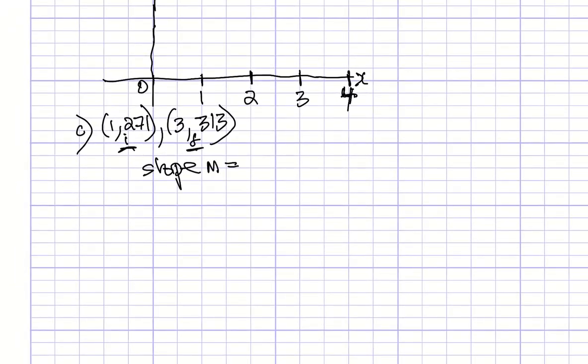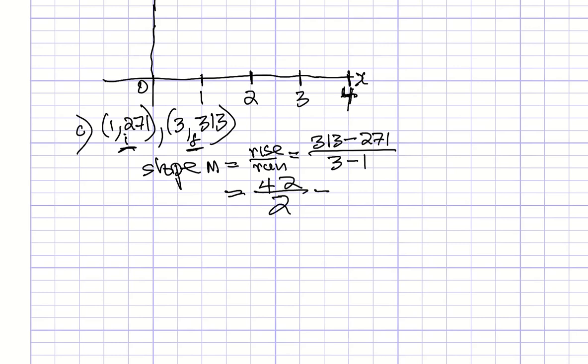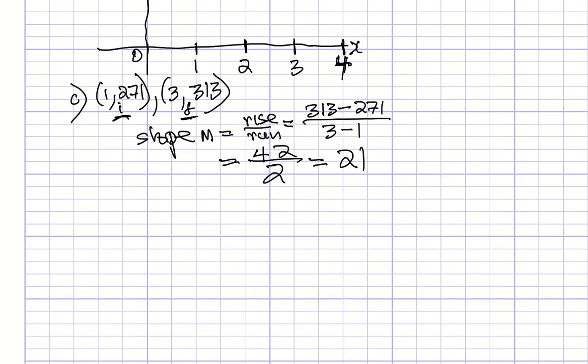Slope m is equal to rise over run, okay? So that's the final point and the initial point is there. So we'll do 313 minus 271 for the rise, over 3 minus 1. So what is that? If you work that out, you get 42 over 2, okay? And then that will give you 21. So the slope is 21.